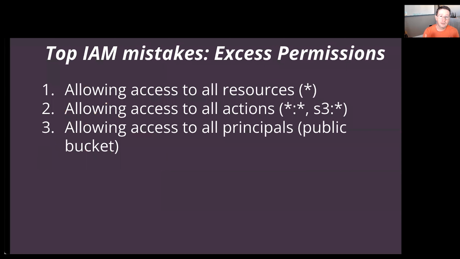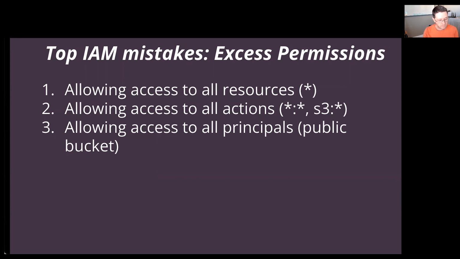And this is important because the top IAM mistakes are really all about access permissions. It's really easy, and AWS makes it so, because they want you to get that quick hit of success. AWS makes it easy to allow permissions, but it's really difficult and tedious and error prone to allow access to just the right things. So the top three mistakes are allowing access to all resources, allowing identities, IAM roles and users, access to all actions, and then on the data side, allowing access to all principals, like a public bucket.